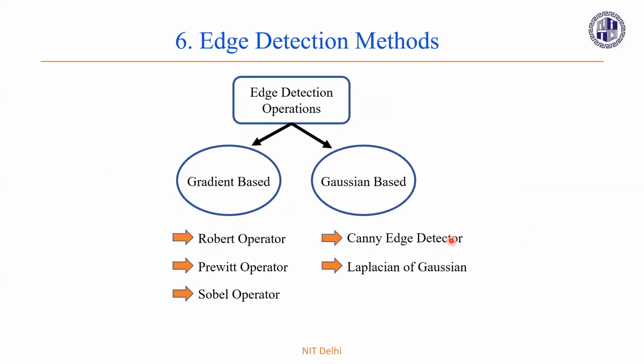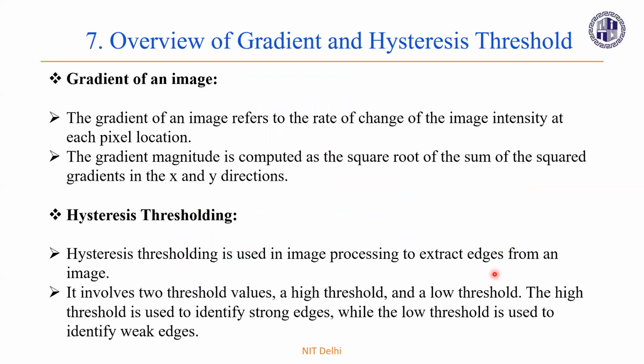So edge detection methods. There are two types of edge detection methods, gradient based and Gaussian based. In gradient based, we are going to discuss Roberts operator, Prewitt operator, and Sobel operator. Inside Gaussian based, we're going to discuss Canny edge detector and Laplacian of Gaussian. Before going to these operators, first we will give the overview of gradient and hysteresis threshold.